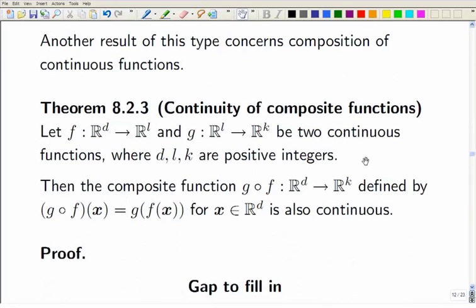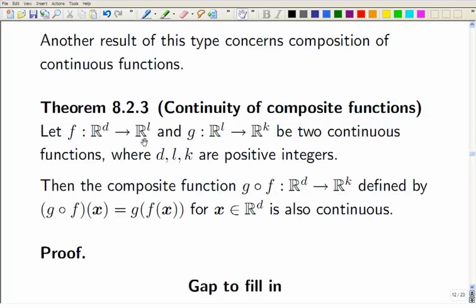So here's composition of functions. Just for ease of the statement, I'm going to assume that the function f is defined on the whole of R^d, taking values in R^l, and g is defined on the whole of R^l and taking values in R^k. This means there's no problem defining g of f of x, because any value taken by f will be somewhere in R^l, and then you can take g of f of x safely.